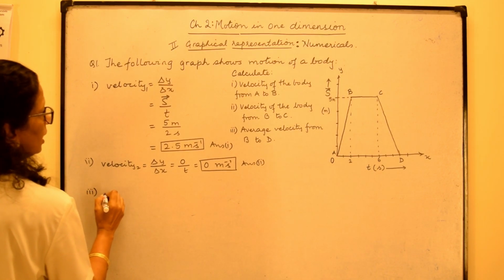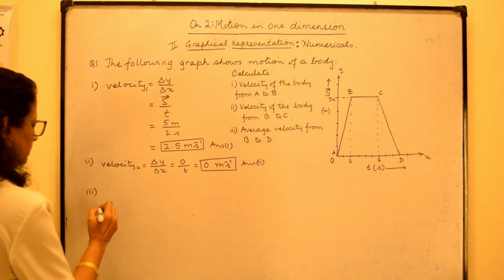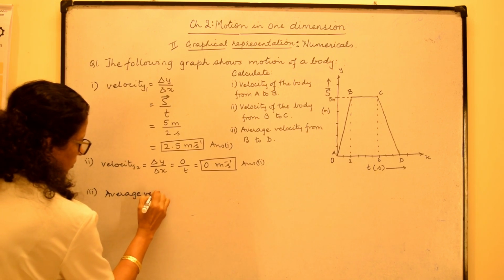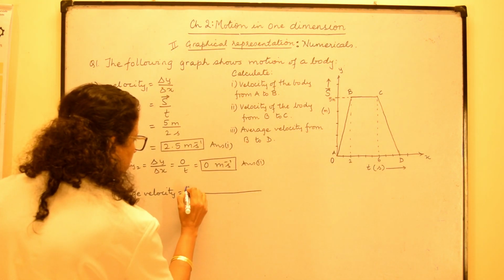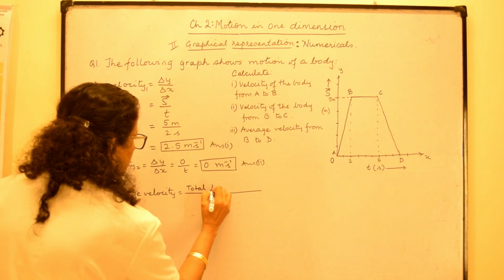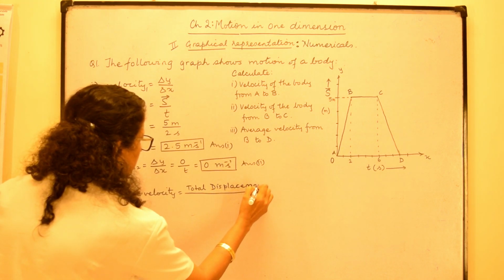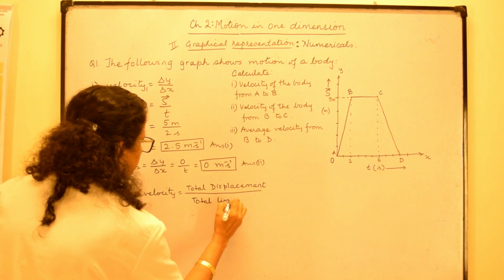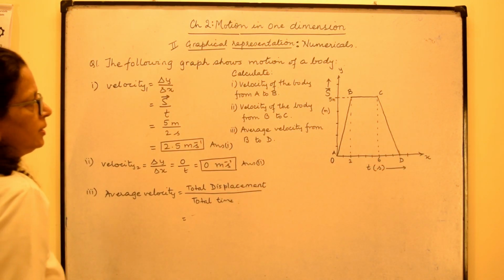Now let us come to the third part. In the third part, again we are asked the average velocity from B to D. Now for average velocity, let us write that. Average velocity is the total displacement upon total time.